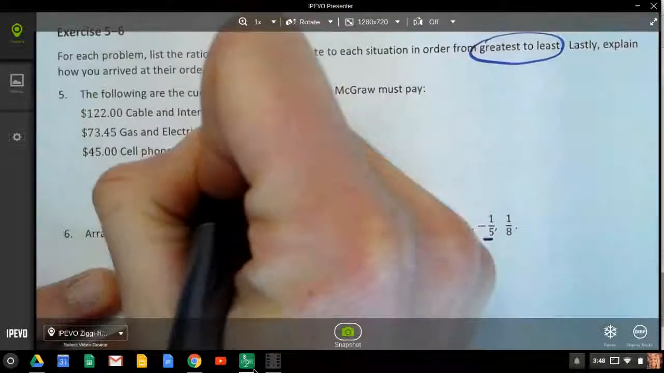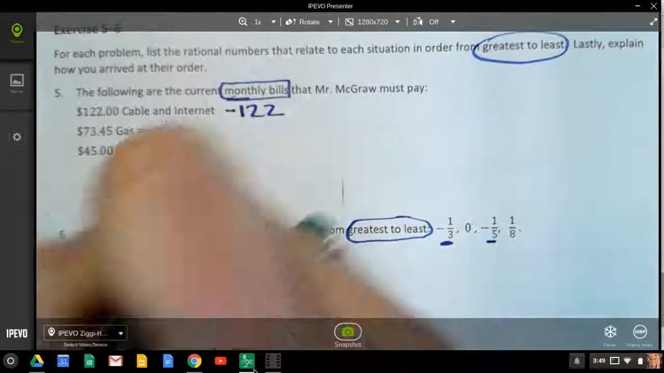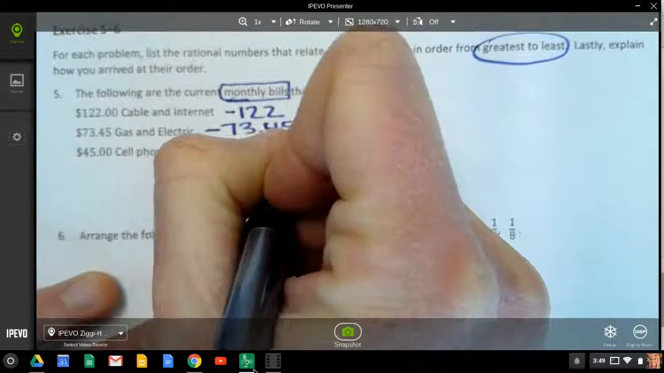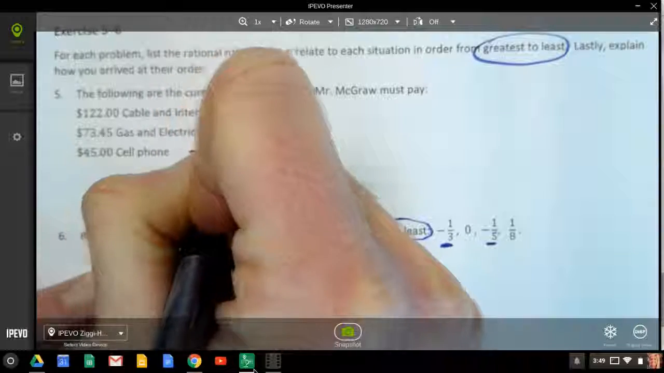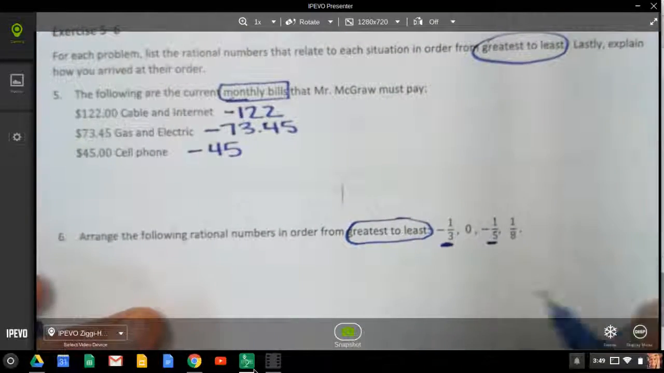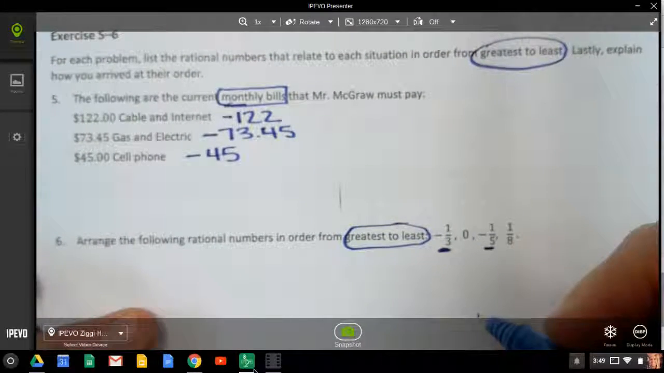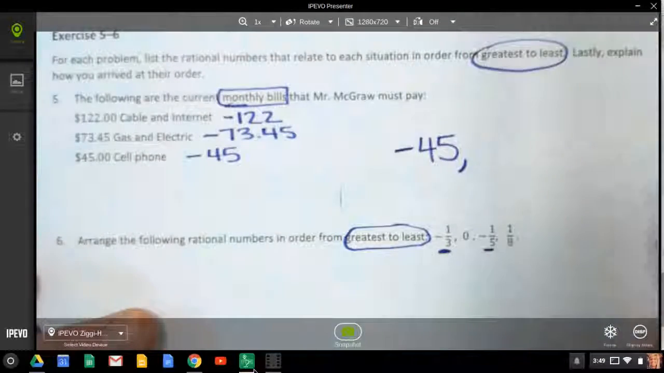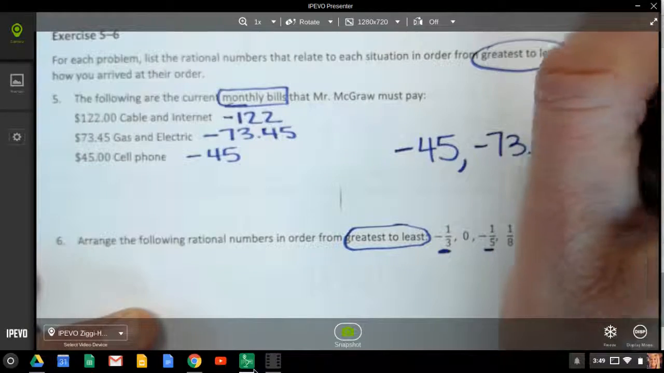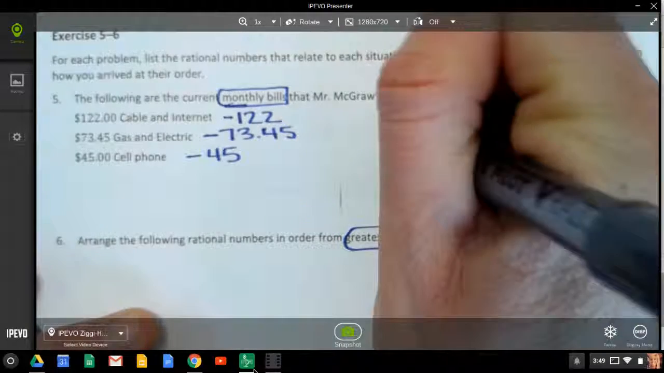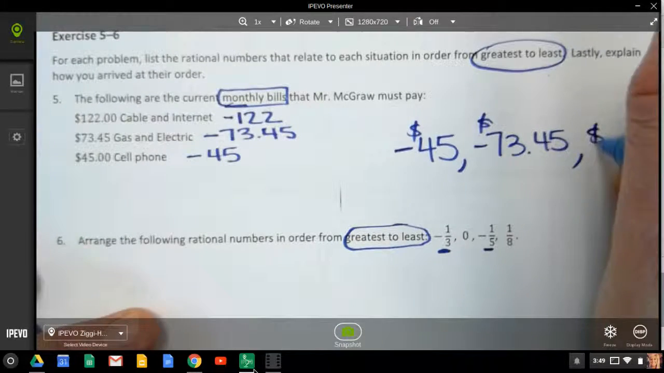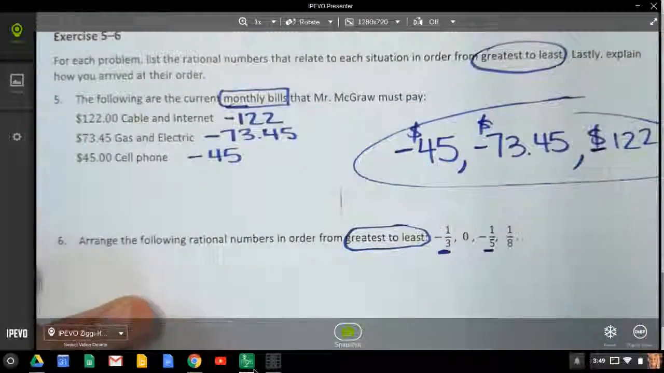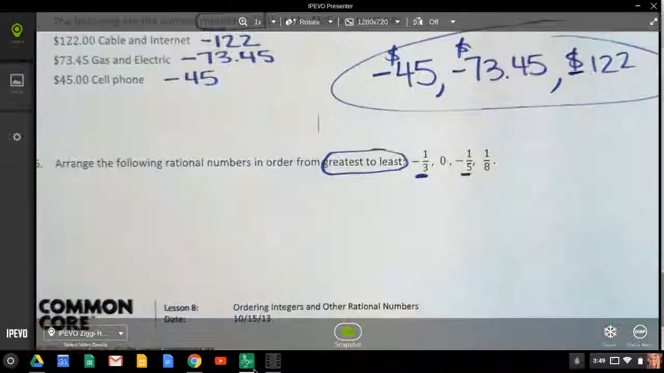Okay, so you should have expressed cable and internet as negative $122, gas and electric as negative $73.45, and cell phone at negative $45. Then you should have ordered those from greatest to least. Now the closest to zero would be greatest. So in our negatives, that would be negative 45, then negative 73.45. And lastly, negative $122 would be our least amount. Okay, on to the last one.